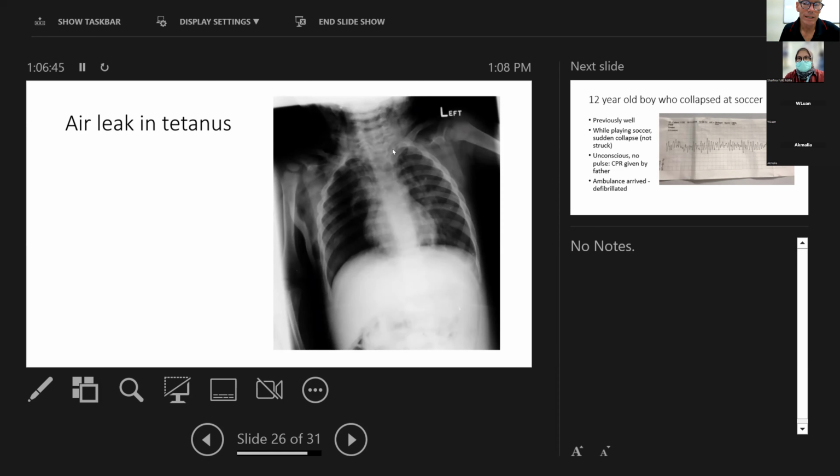The reason why a child with tetanus might have air leak, can anyone think why? When you've got tetanus, you've got muscle spasms. It can be limb spasms, but it would also be chest wall. If your chest wall is frequently going into spasm, then sometimes that can cause an air leak. So that's what happened with this child, a severe air leak related to that.